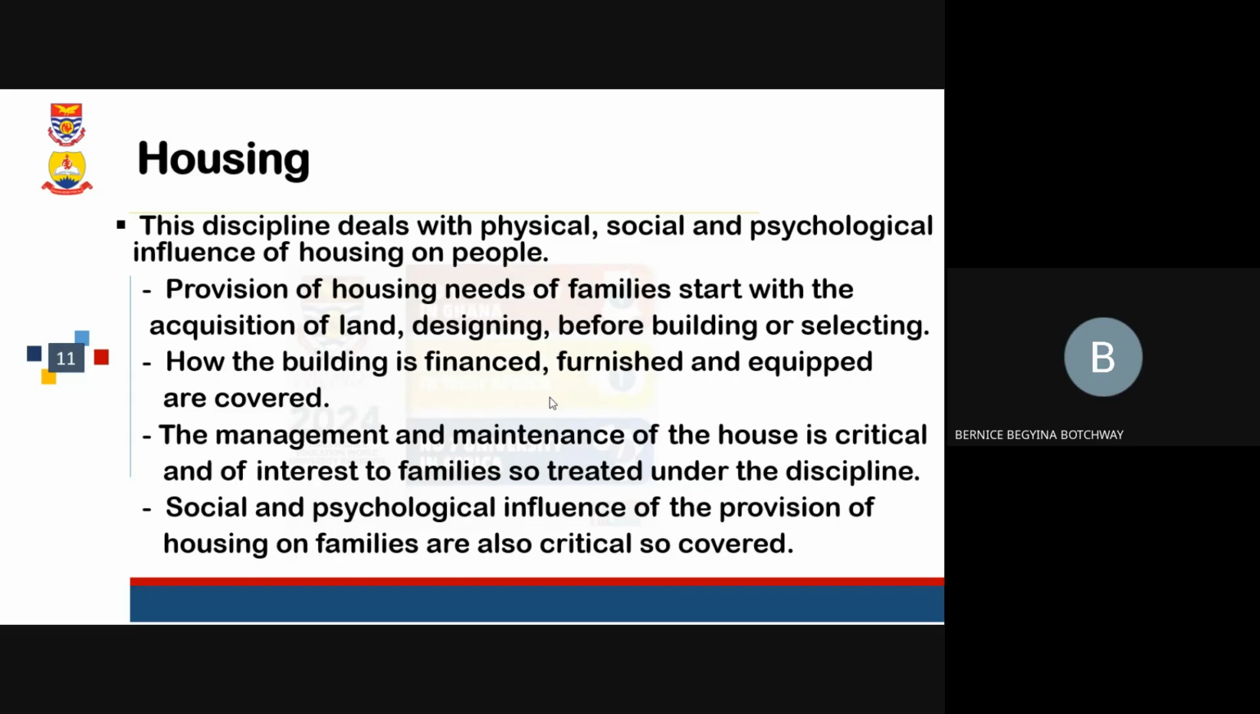The management and maintenance of the house is also critical. So we walk you through how to manage some of the resources, some of the equipment you have in the house. When you see something is faulty in the house and you don't take care of it, at a point it will later end up worsening.